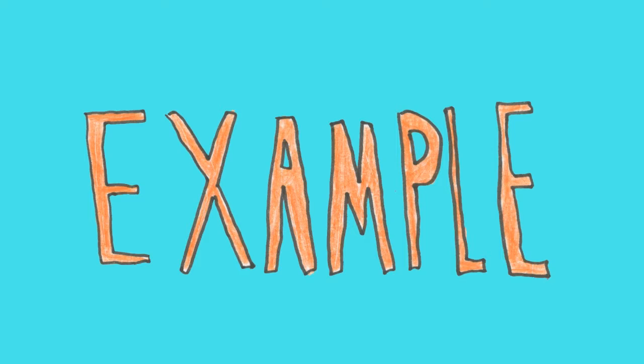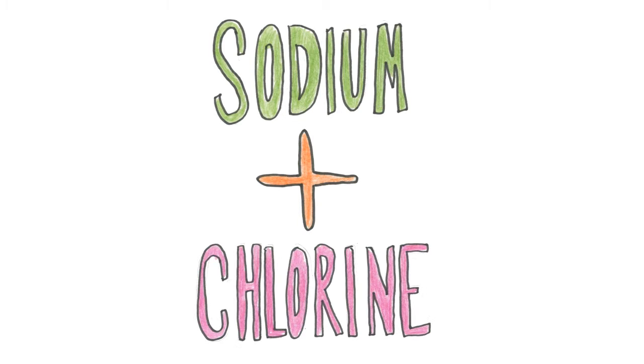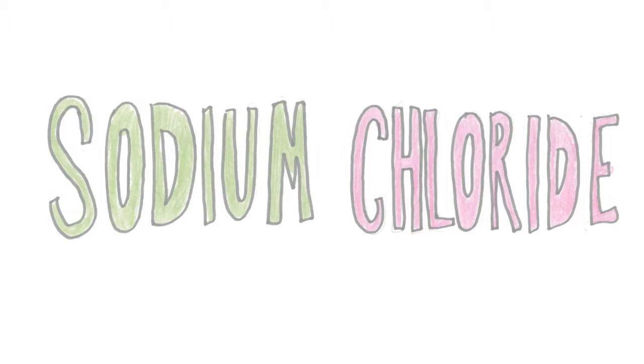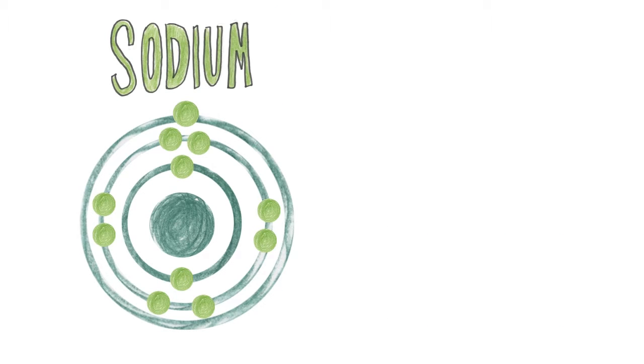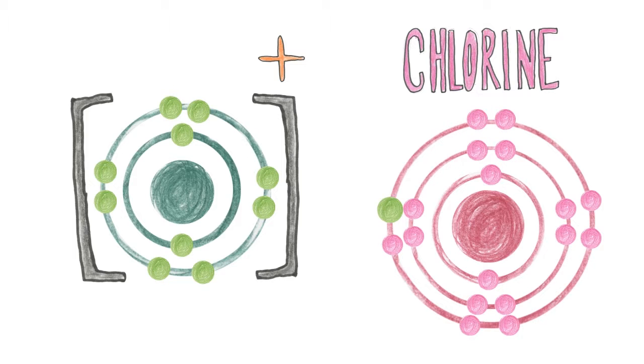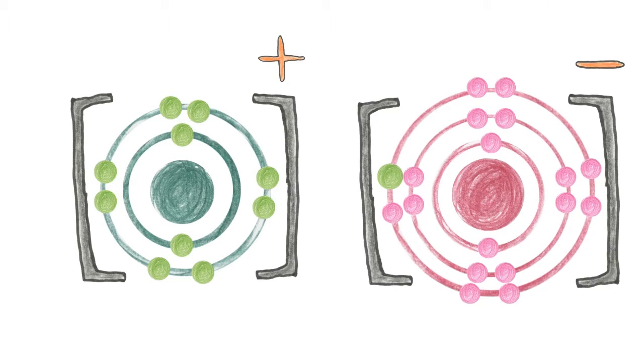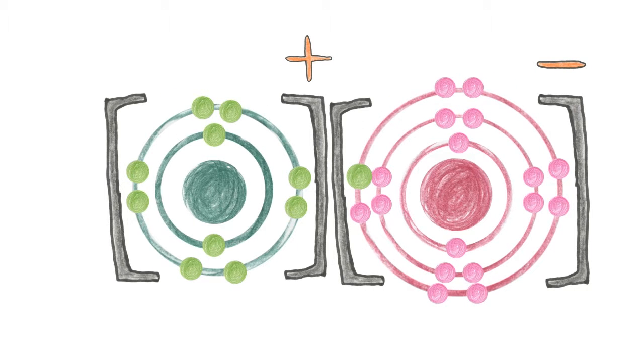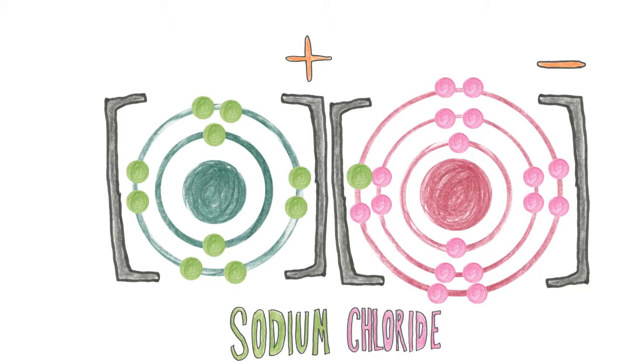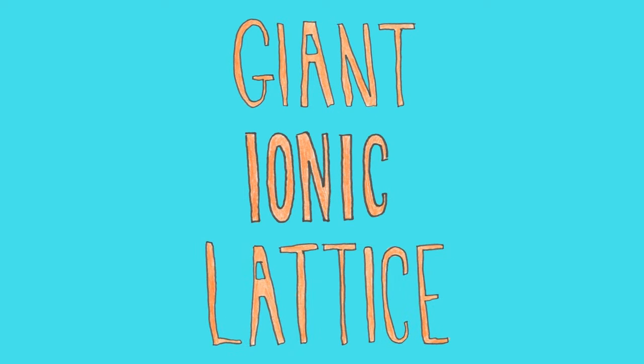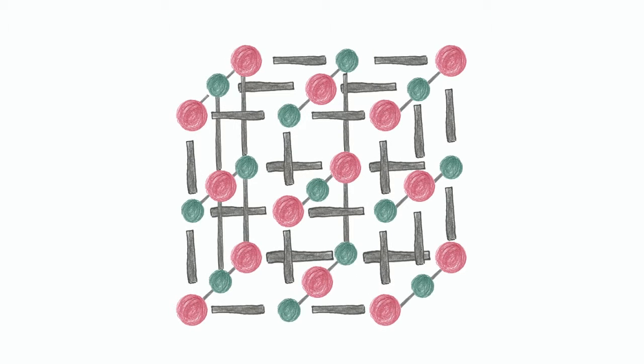Now, let's see an example. Sodium reacts with chlorine to form sodium chloride, or as we know it, salt. Sodium has one electron in its outer shell. It gives this electron to chlorine and becomes a positively charged ion. Due to this extra electron, chlorine has now become a negatively charged ion. These ions are now attracted to each other, forming sodium chloride, which is an example of a giant ionic lattice, which looks like this. Within this lattice, the electrostatic forces are acting in all directions, holding it together.